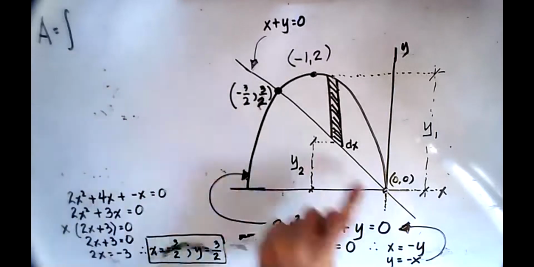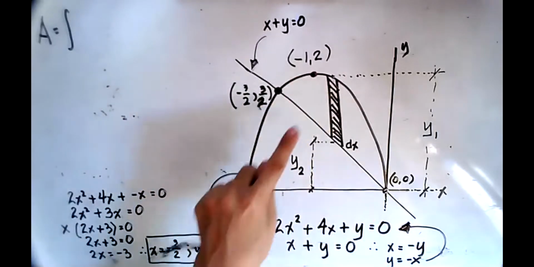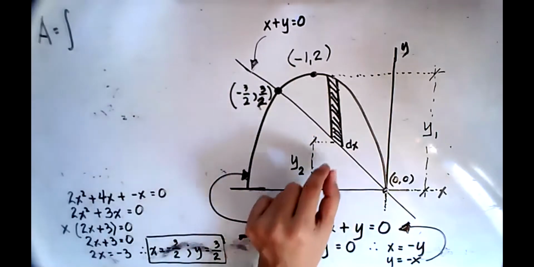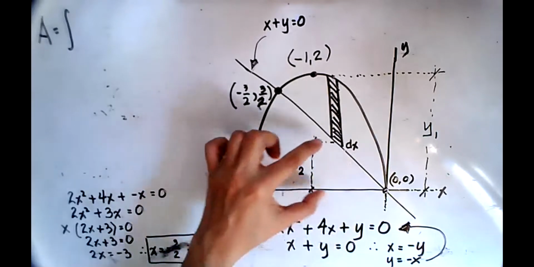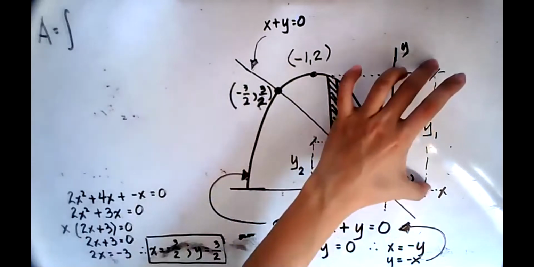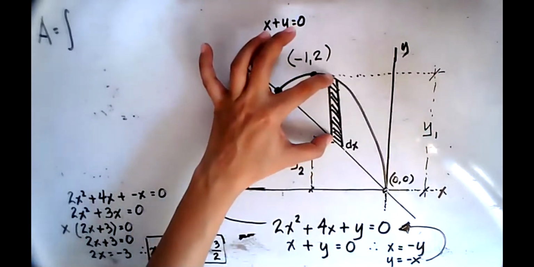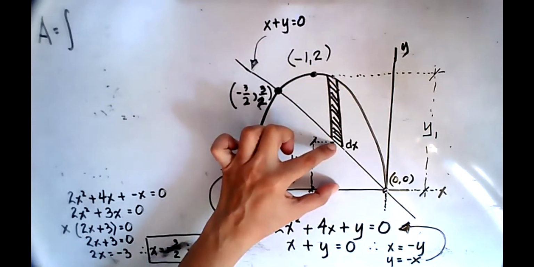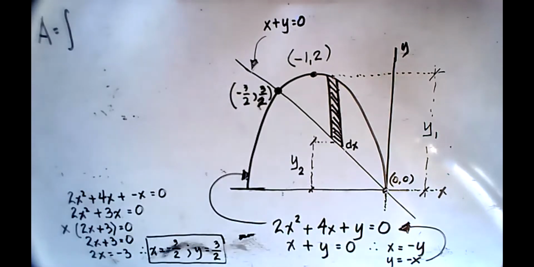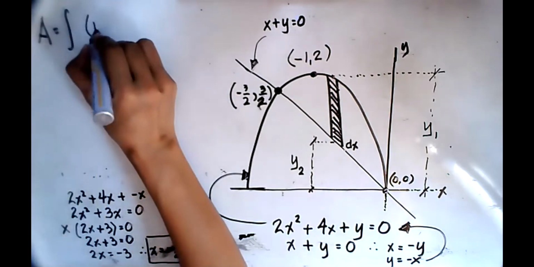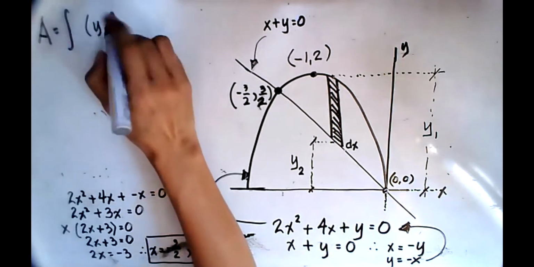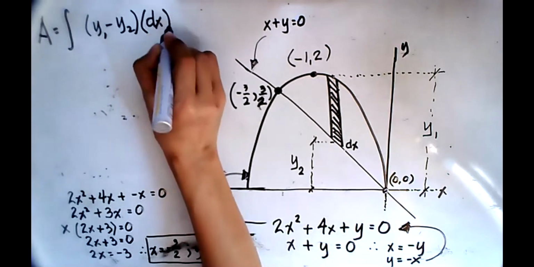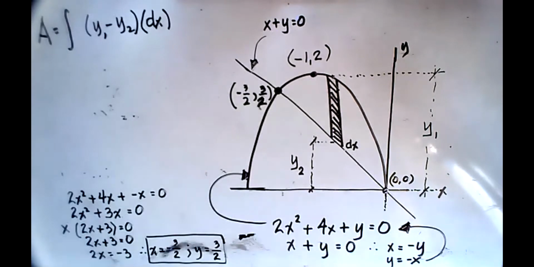So this is the line and this is the curve. And then we have to determine the area bounded by this one. So that means if we are going to represent an element, this is dx. And then of course, this is y sub 2 and this is y sub 1. So that means the height of the element is simply y sub 1 minus y sub 2. So what we are going to use is the formula y sub 1 minus y sub 2, and then you multiply it by dx. That is simply the area of the element.